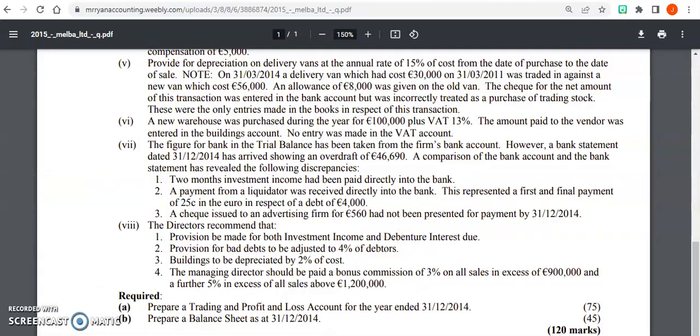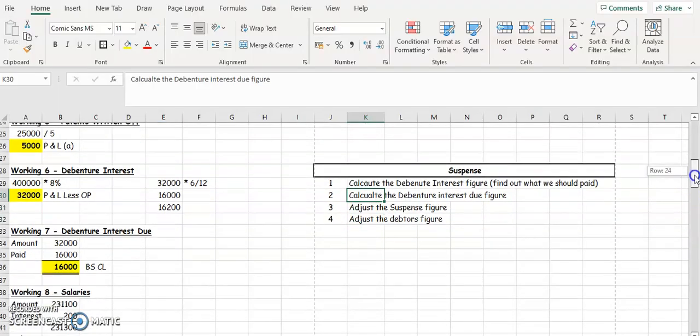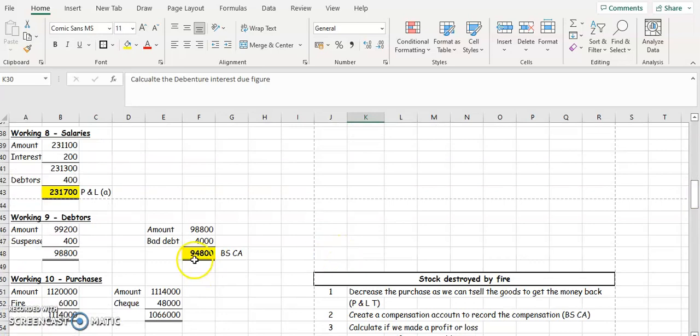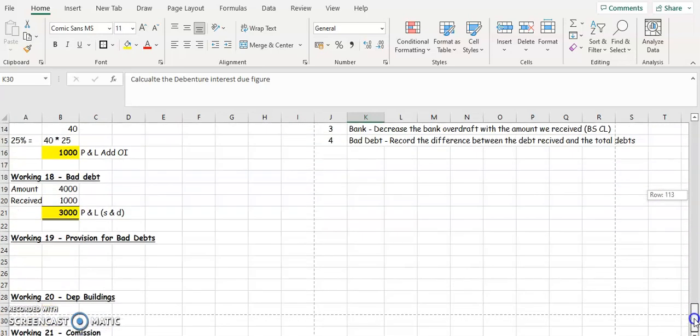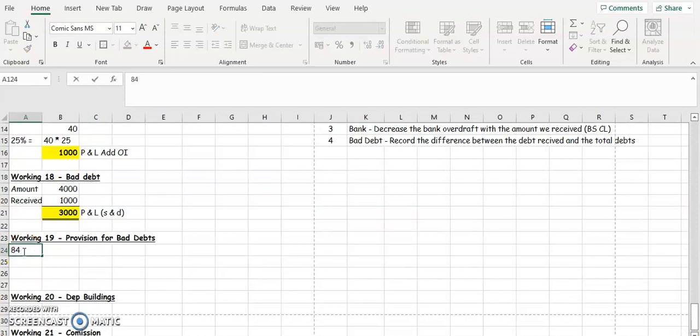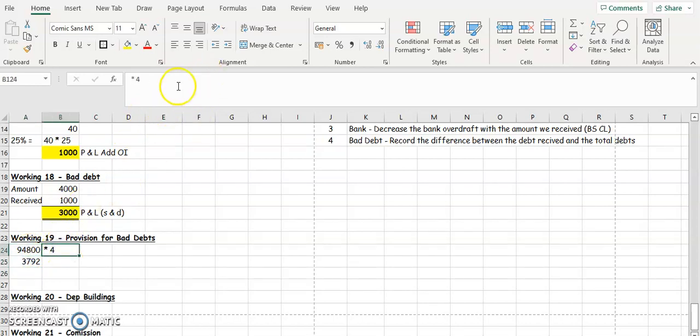So the next one from the question: provision for bad debts to be adjusted to 4% of debtors. So we need to find out what our debtors figure is. Our debtors figure is 94,800. So we're going to do a working for that. It's 94,800 and it's 4%. So 3,792 is our new provision.